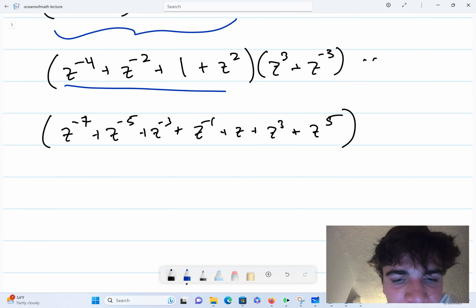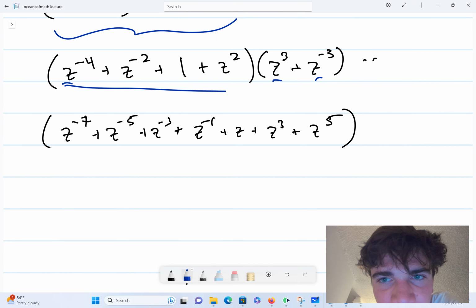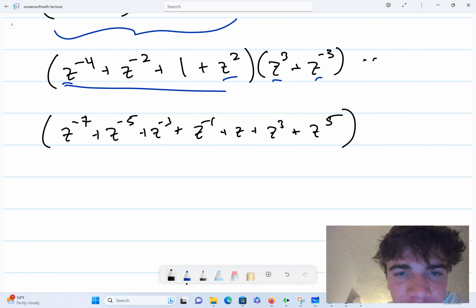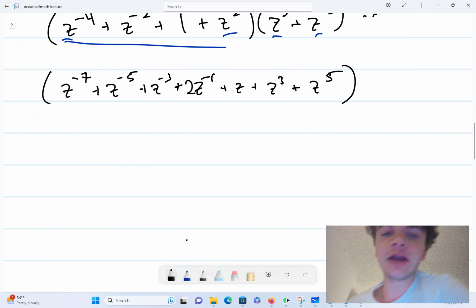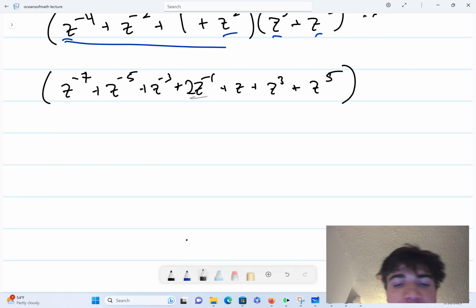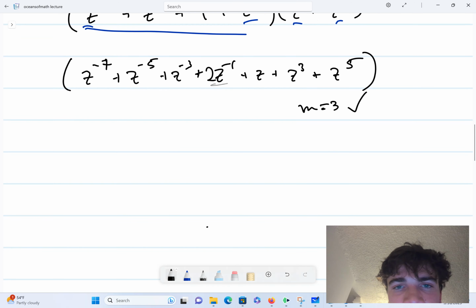Yeah, because we're going to have z cubed matching with z to the minus 4, and z to the minus 3 matching with z squared. So yeah, there should be a 2 here. But that 2 doesn't actually matter because we only care if this term is non-zero, and it is in this case. So for m equals 3, the integral is non-zero. Okay, so m equals 3, boom, the integral is non-zero.